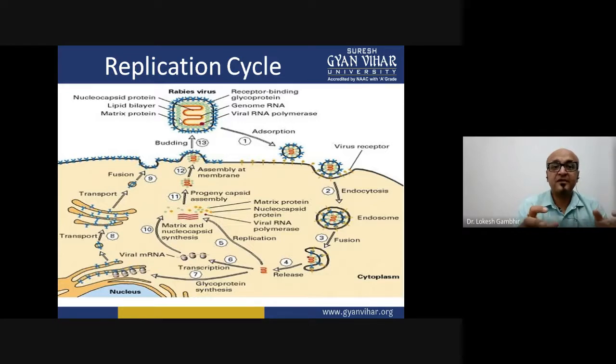The complete replication cycle goes like this. First, there is an attachment, endocytosis, fusion in the endosome, and release of the RNA genome. The RNA genome will lead to the formation of mRNA. The mRNA will be recognized by the ribosome. It will lead to the formation of glycoproteins inside the rough endoplasmic reticulum, as well as the other proteins.